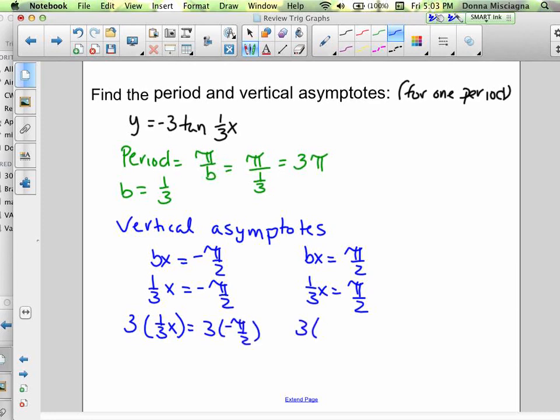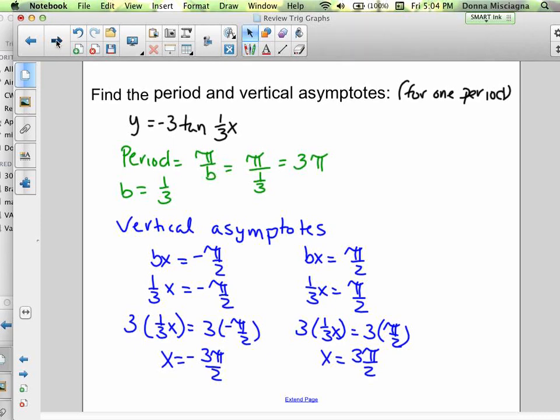3 times 1/3 x equals 3 times pi halves. 3 times 1/3 cancels. That's just x equals negative 3 pi halves, and x equals positive 3 pi halves. And if I move 1.5 to the left and 1.5 to the right, the distance between is going to be 3 pi. So 1.5 pi to the left, 1.5 pi to the right. Distance between is 3 pi, and that's the same as the period.